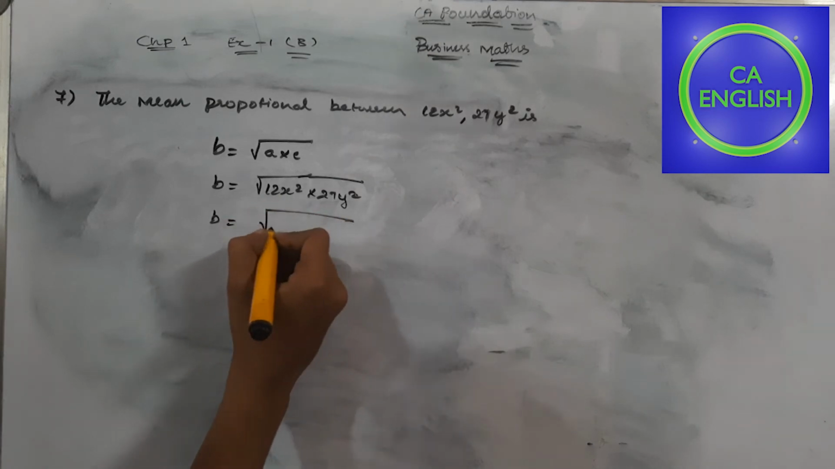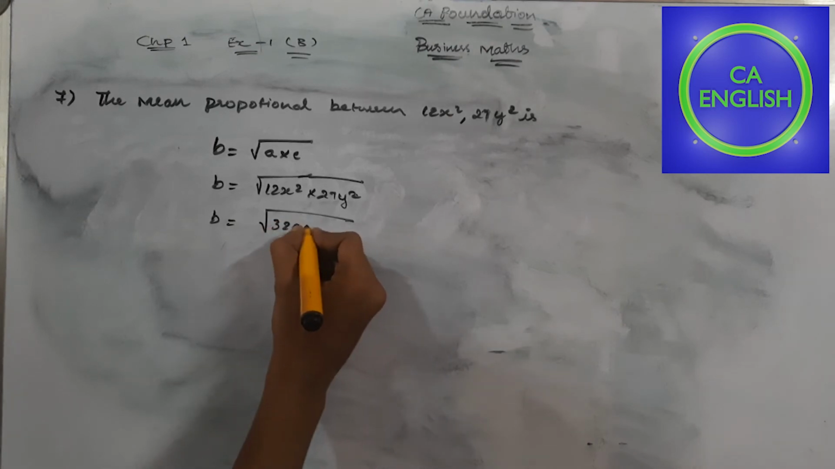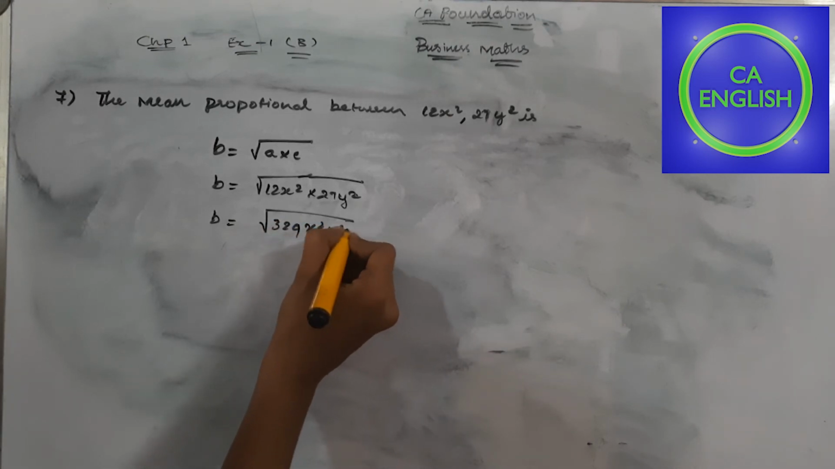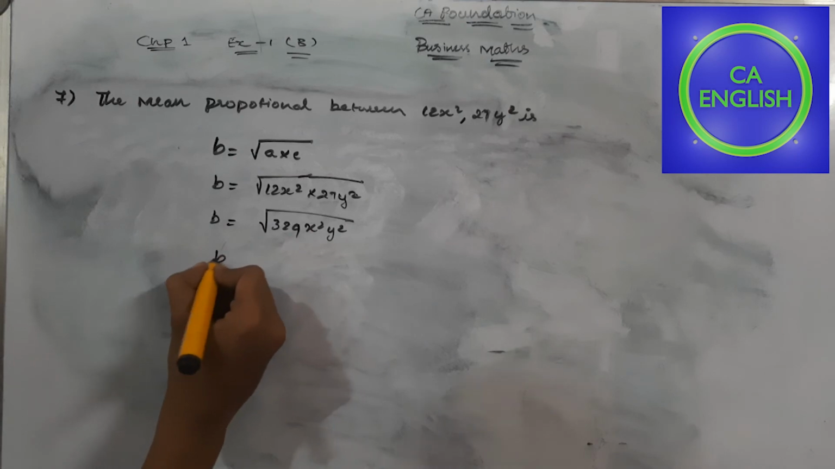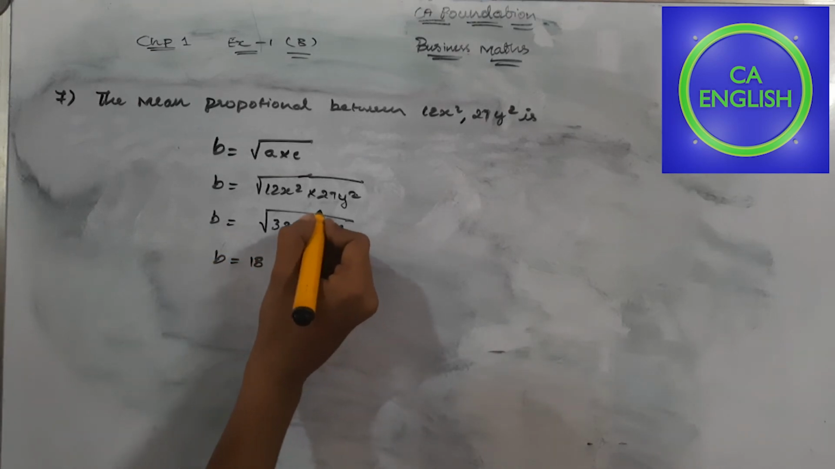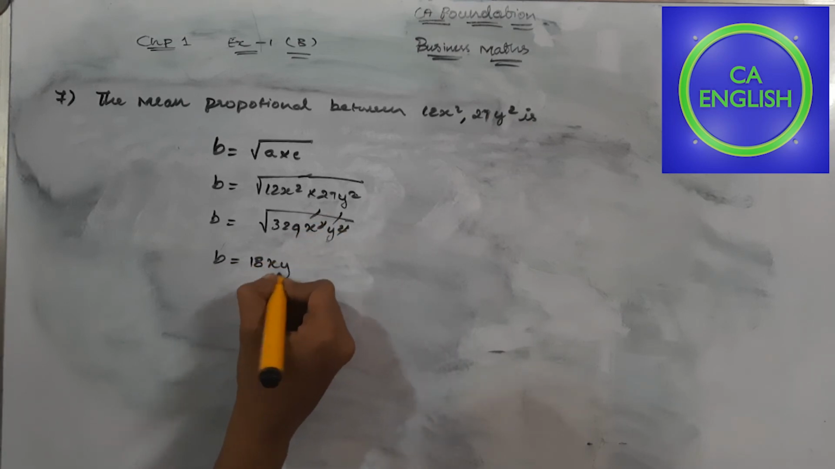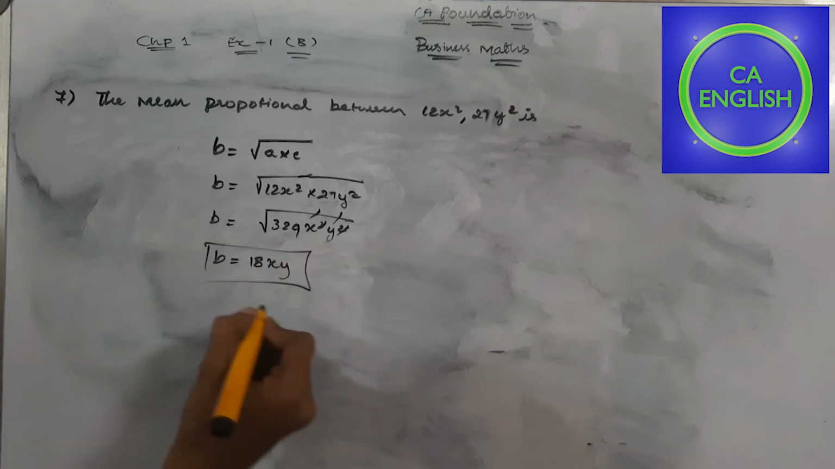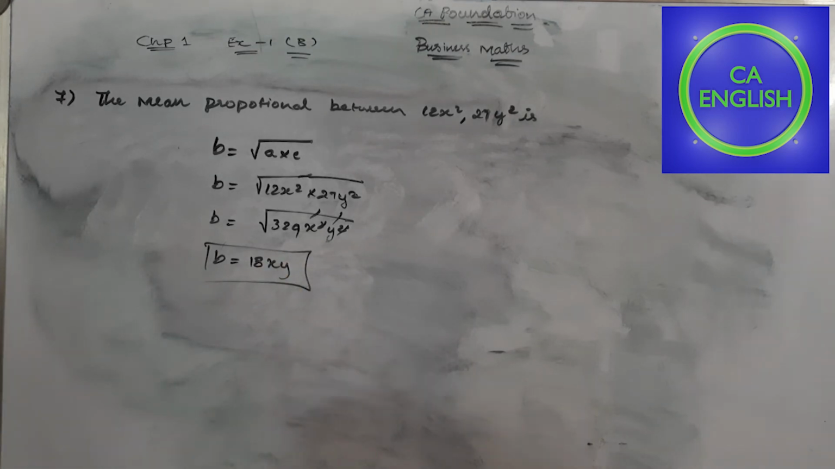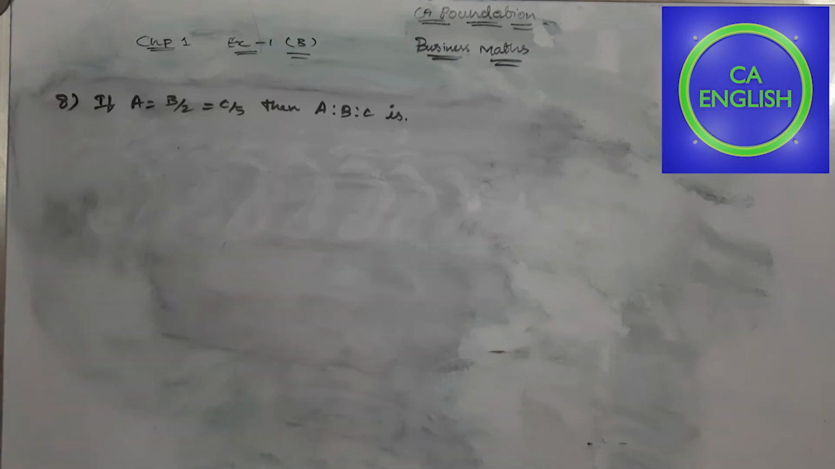If you multiply 12 into 27, it is 324 x square y square. Now take the root of 324. The answer will be 18. The square and the root will be cancelled. This square and this root will be cancelled. Therefore, 18xy. It's the simplest way to solve the answer. The option is C.